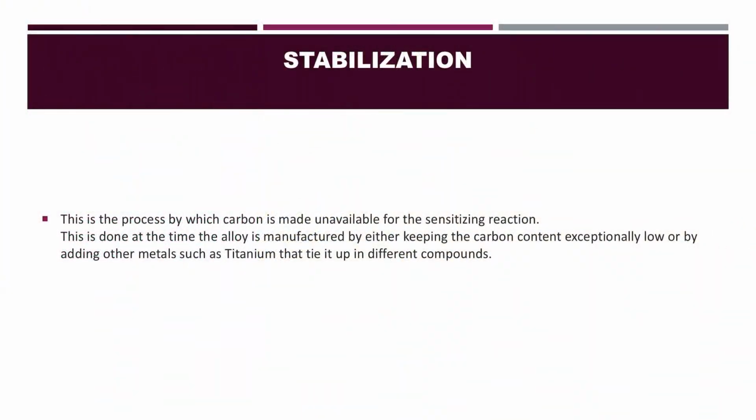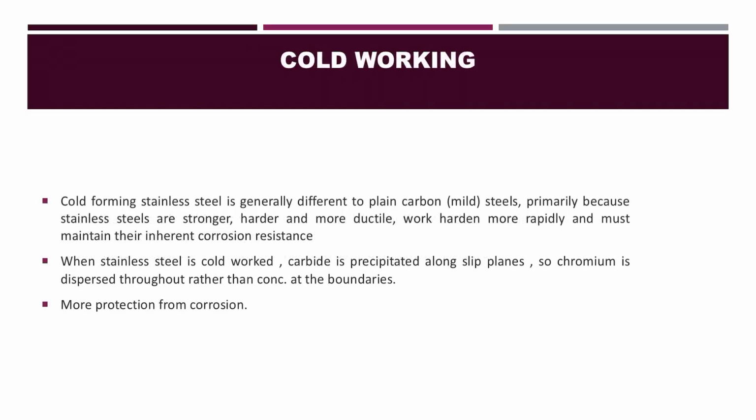Stabilization. This is a process by which carbon is made unavailable for the sensitizing reaction. This is done at the time the alloy is manufactured by either keeping the carbon content exceptionally low or by adding other metals such as titanium that tie it up with different compounds. Cold working. Cold forming stainless steel is generally different to plain carbon steels, primarily because stainless steels are stronger, harder and more ductile, work harden more rapidly, and must maintain their inherent corrosion resistance. When stainless steel is cold worked, carbide is precipitated along slip planes, so chromium is dispersed throughout rather than concentrated at the boundaries, and there is more protection from corrosion.